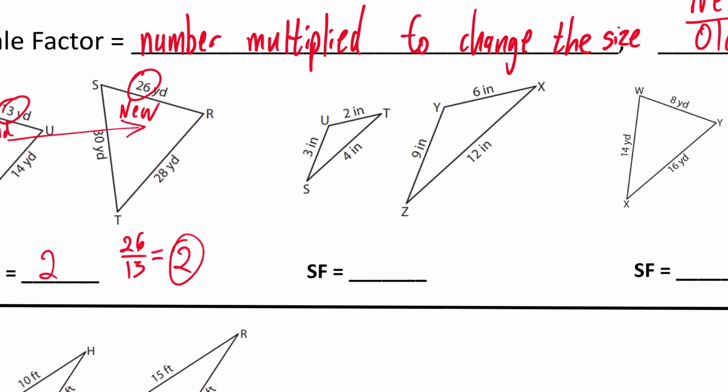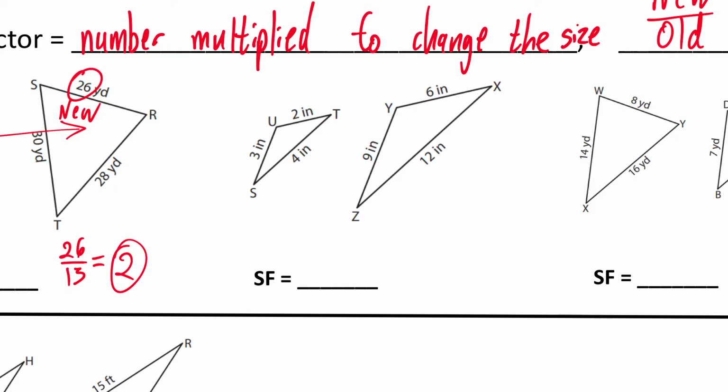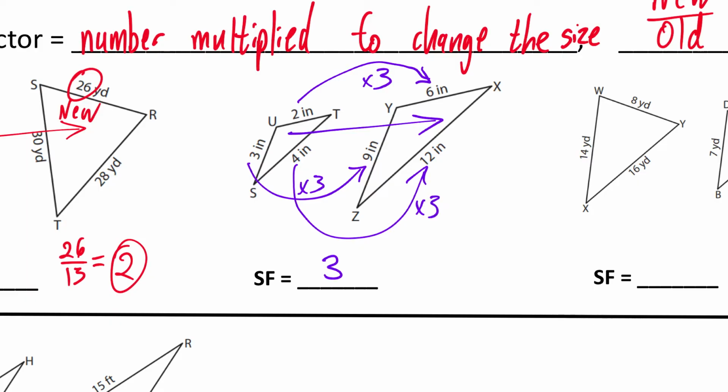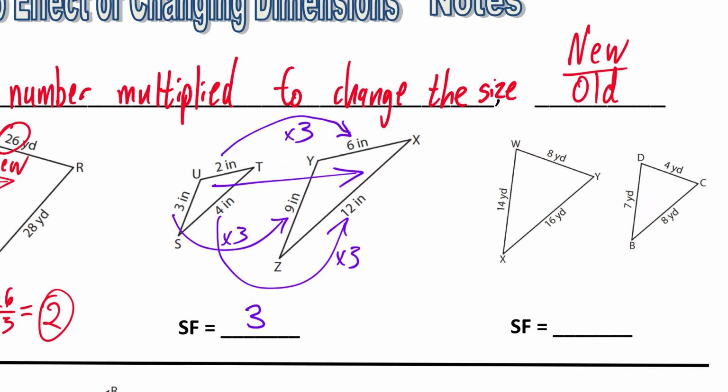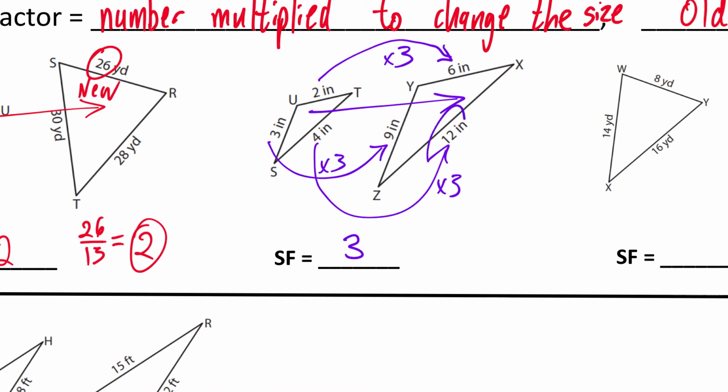So on this next one, what's the scale factor? 3. Is 3, right? Going from here to here, because 2 times 3 gives you 6. 3 times 3 gives you 9. 4 times 3 gives you 12. Okay? Now again, if you think about it as this new over old, so if I take this one and the one that corresponds to it, it's that one. So if I put the new of 12 over the old of 4, that gives me 3.